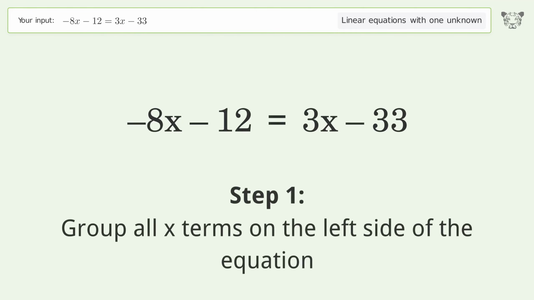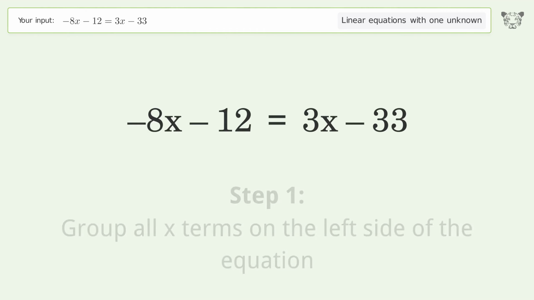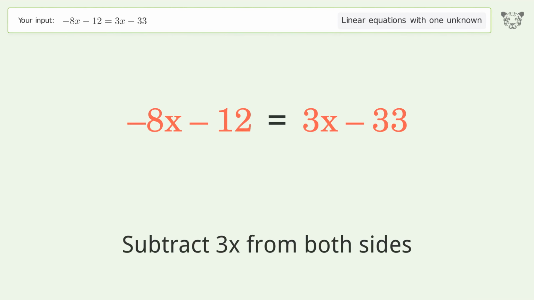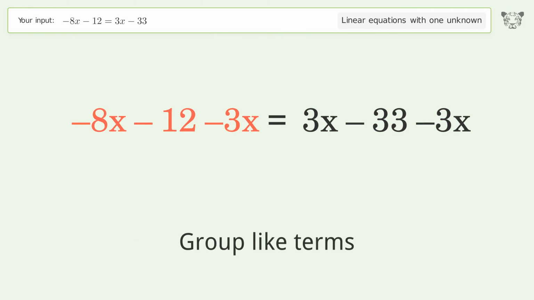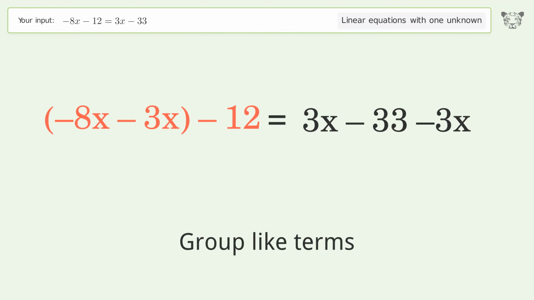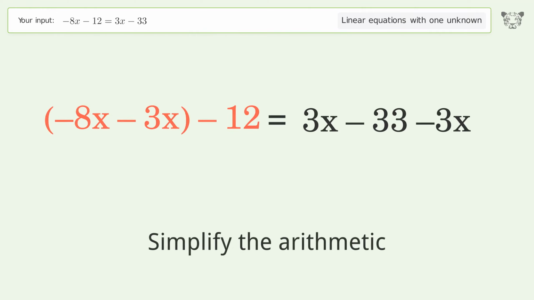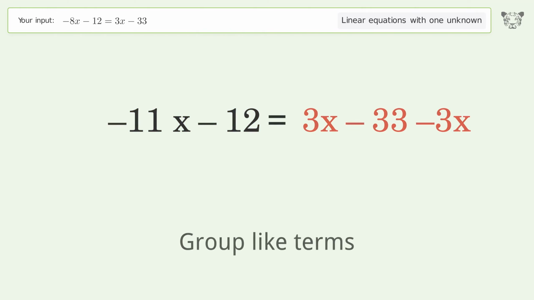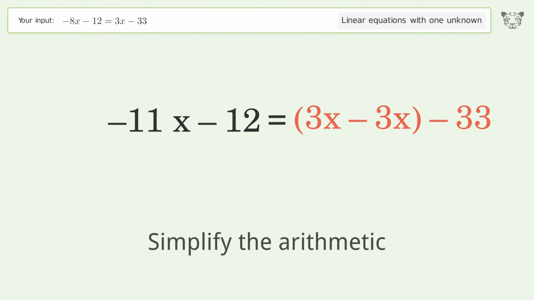Group all x terms on the left side of the equation. Subtract 3x from both sides. Group like terms. Simplify the arithmetic. Group like terms. Simplify the arithmetic.